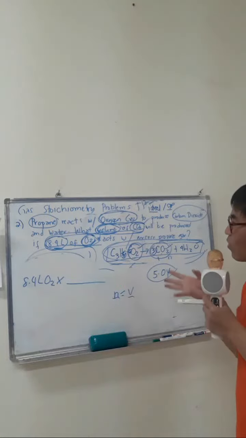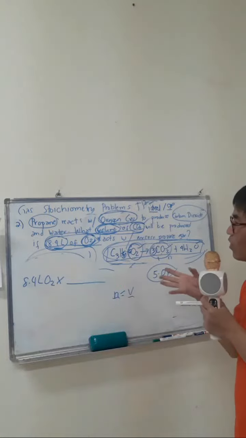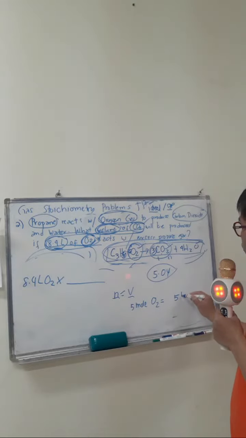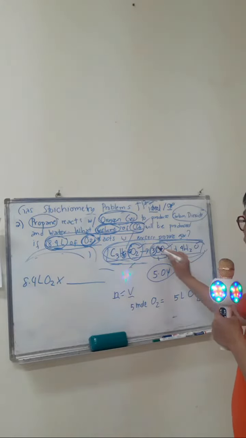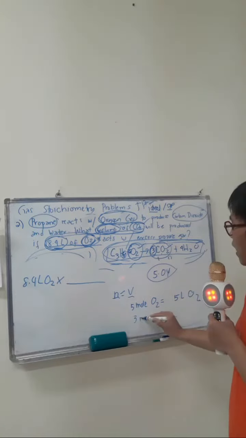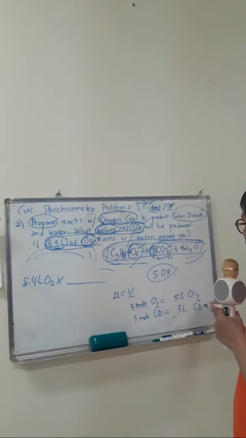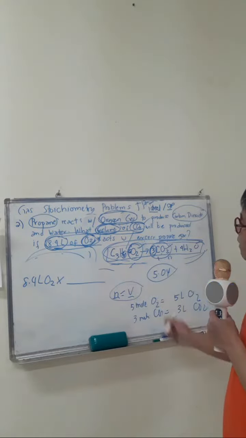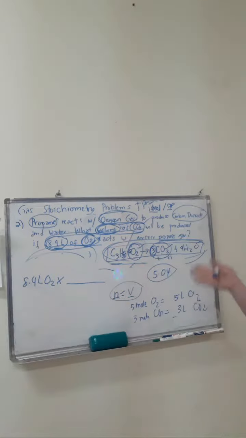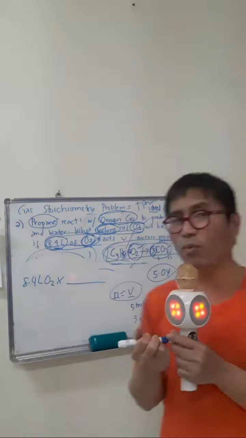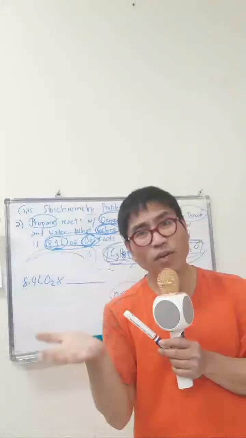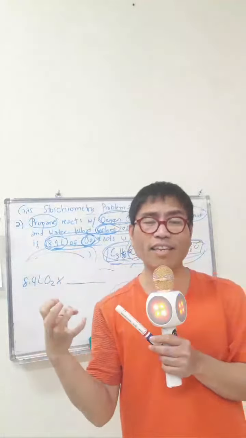The same also using that directly in our dilution analysis. So I could say that 5 moles of oxygen gas, we also have 5 liters of oxygen gas. If I have 3 moles of carbon dioxide, I have also 3 liters of carbon dioxide. Because of this concept, the number of moles and the volumes in this kind of problem is directly proportional with each other. Number of moles increase, volume increases. So we can equate that immediately.